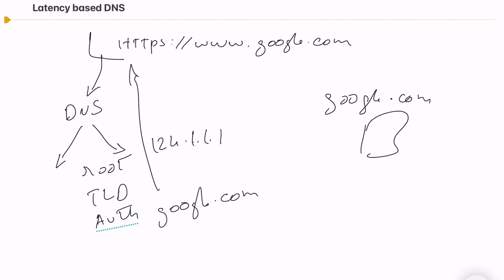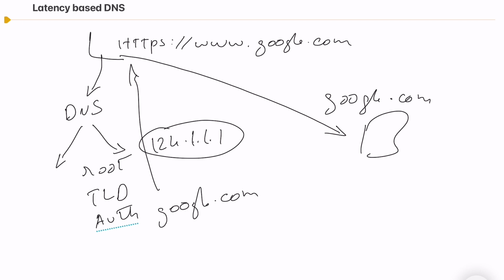This is a hypothetical IP address, just for the sake of explanation, I have written it over here. So using this IP address, this laptop will connect to google.com. So this is how DNS works. This is what I explained last time in a bit of detail in my last video.